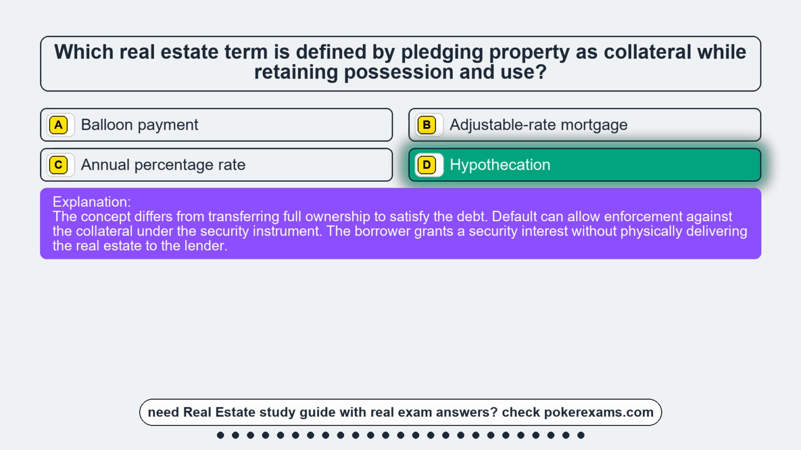The concept differs from transferring full ownership to satisfy the debt. Default can allow enforcement against the collateral under the security instrument. The borrower grants a security interest without physically delivering the real estate to the lender.